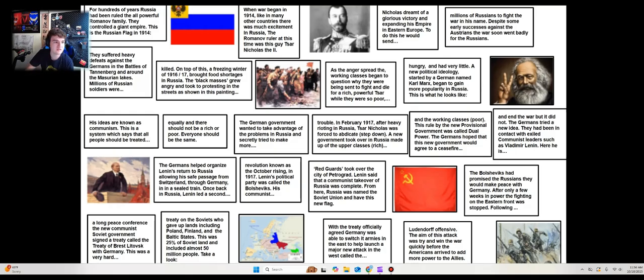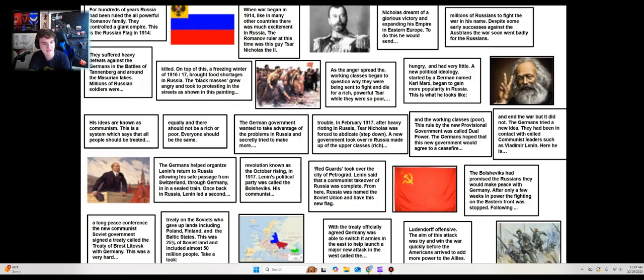Russia suffered more defeats against the Germans, such as the Battle of Tannenberg around the Masurian Lakes, where millions of Russian soldiers were killed. On top of this, the freezing winter of 1916 and 1917 brought food shortages in Russia.